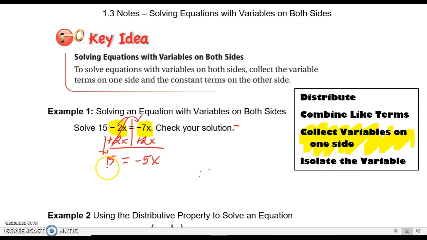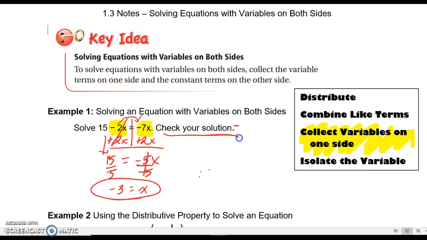Now we're down to a simple one-step equation. So we're going to divide both sides by negative 5. 15 divided by negative 5 is negative 3. Over here, our 5's cancel, so negative 3 is equal to x. That's our solution.